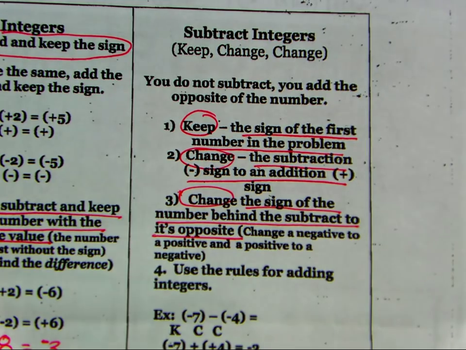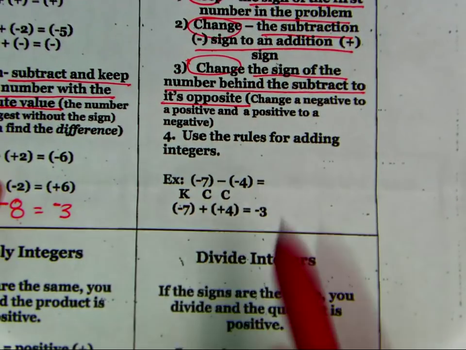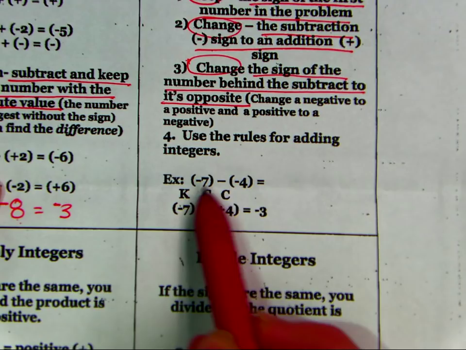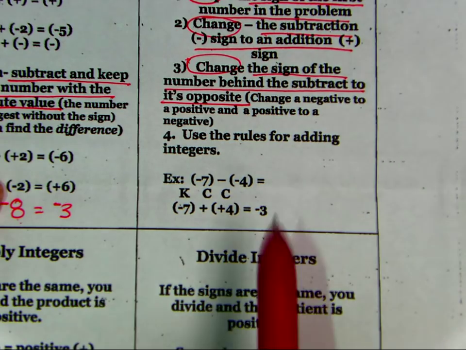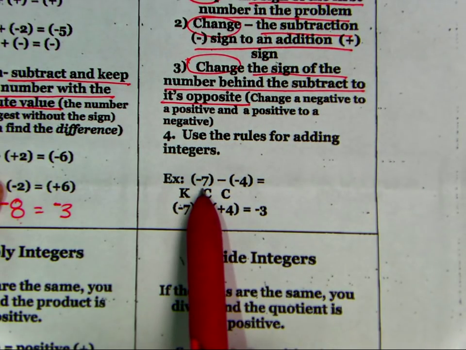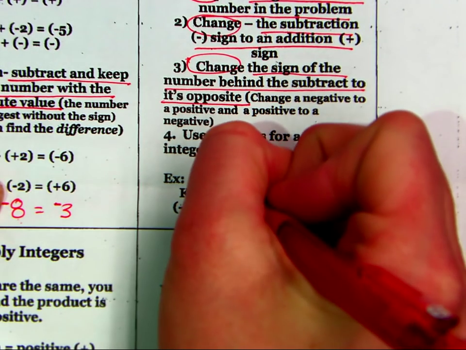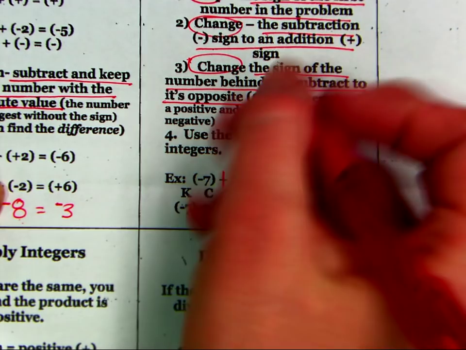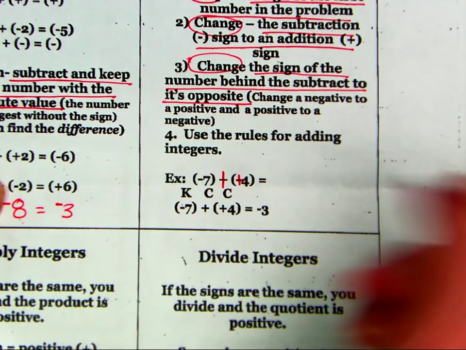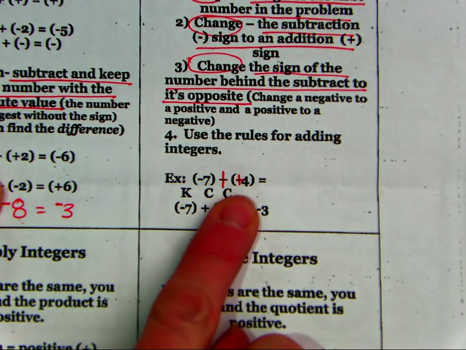So, let's look at an example of this. Okay? You have negative 7 minus negative 4. That looks really confusing. But let's try keep, change, change. Okay? So keep the first number. It's going to be a negative 7. Stays the same. Change your operation from subtract to add. And because we changed this, we're also going to change this to the opposite sign. So it's no longer a negative 4, it's now a positive 4.